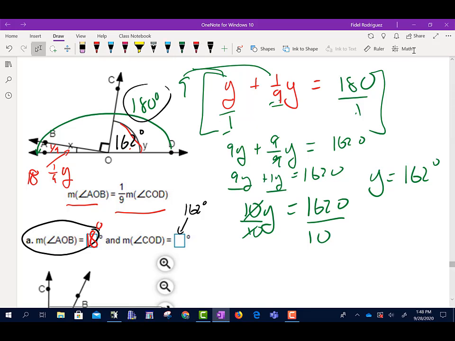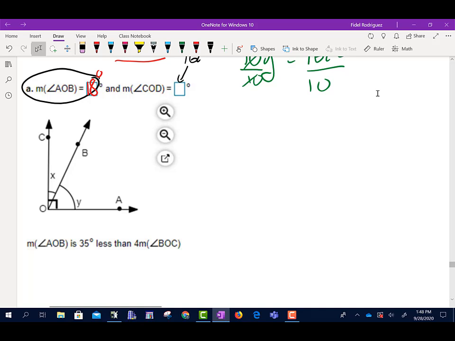Okay, let's scroll down a little bit and see if we can figure this one out. It says the measure of angle AOB, so this angle right here, angle Y, is 35 less than 4 times the measure of this one. So that would be 4x minus 35.